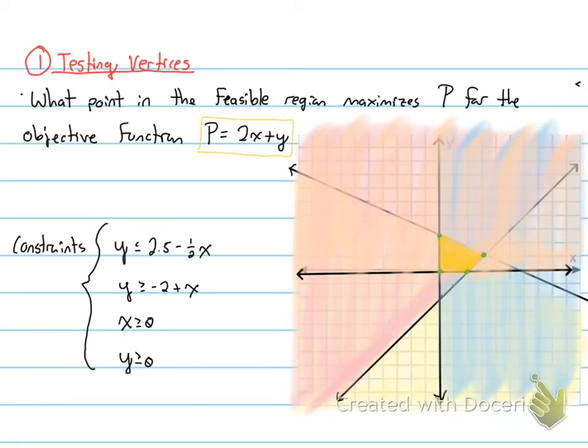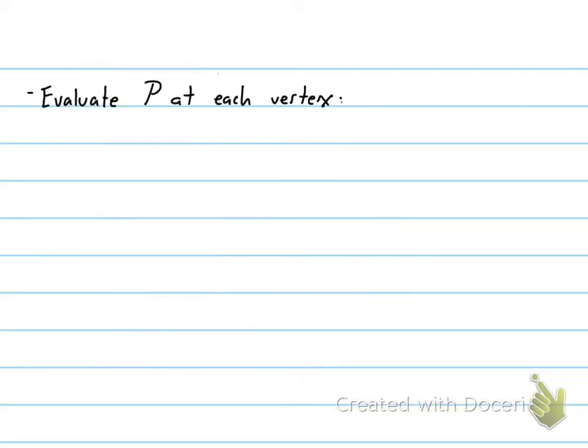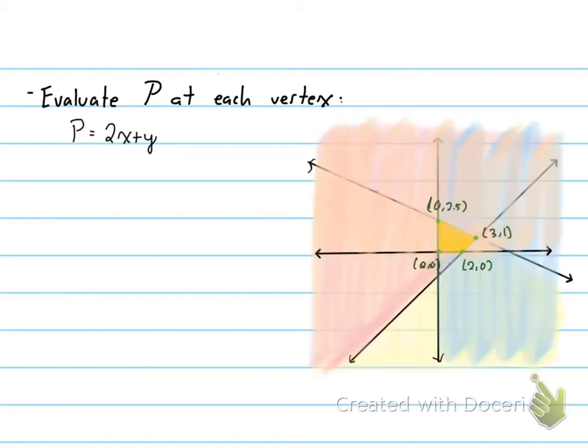And then what I'm going to do is take these vertices and use those x, y values, plug them into my objective function. Whatever gives me the highest value will maximize that function. So I want to evaluate p at each vertex. So again, here's my objective function, and my vertices are listed here. What I'm going to do is plug each vertex into my equation and see what maximizes it.